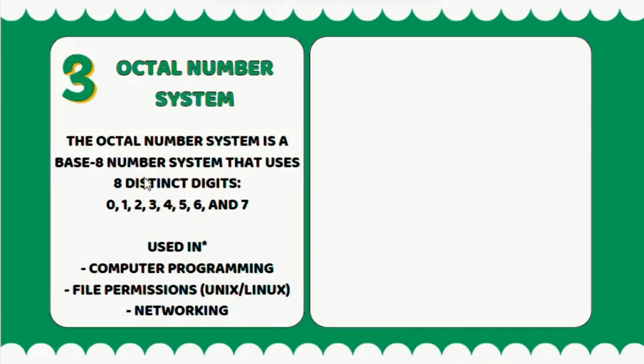The octal number system is a base 8 number system that uses 8 distinct digits, that is 0, 1, 2, 3, 4, 5, 6 and 7. Since it uses 8 numbers, it is called the octal number system. It is used for computer programming and file permissions like Unix and Linux. In networking we use this. Now let's understand this with an example.